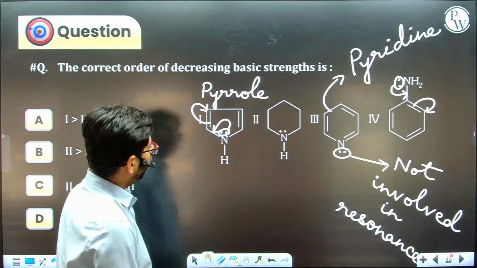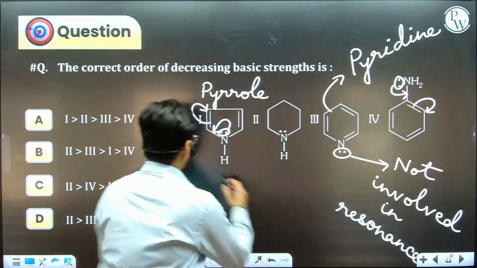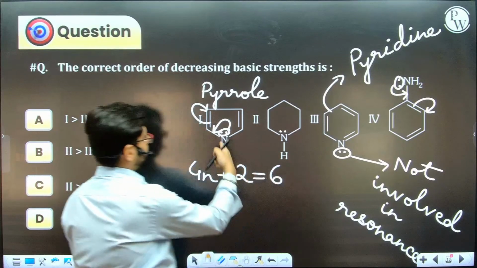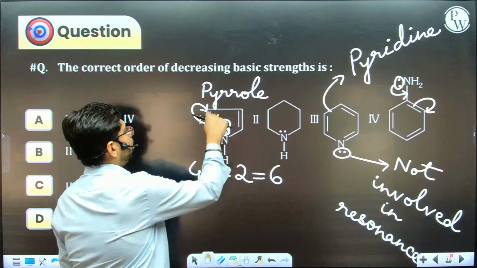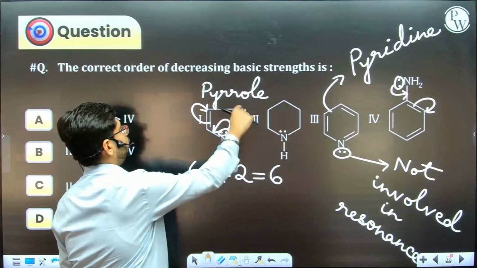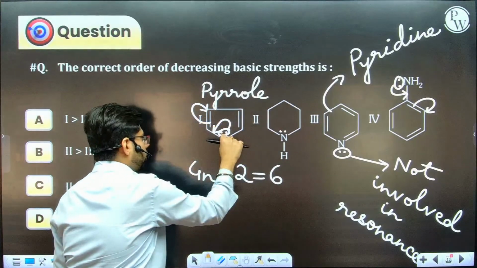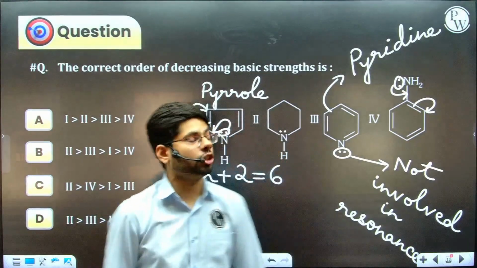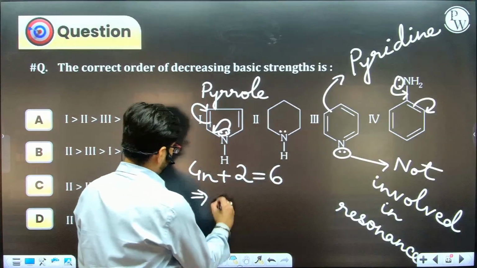Now how to compare 1 and 4? In 1, the lone pair is involved in aromaticity. See, I was talking about the 4n plus 2 rule. So 4n plus 2 is equal to 6 in case of 1. Now how did I get 6? See, this pi bond is in conjugation with this lone pair, and also this lone pair is in conjugation with this pi bond, and this pi bond is again in conjugation with this pi bond. So I will say 2 electrons of the lone pair, 2 electrons of this pi bond, and 2 electrons of this pi bond are in conjugation with each other. 2, 2, 2, 6. And from here n is equal to 1.